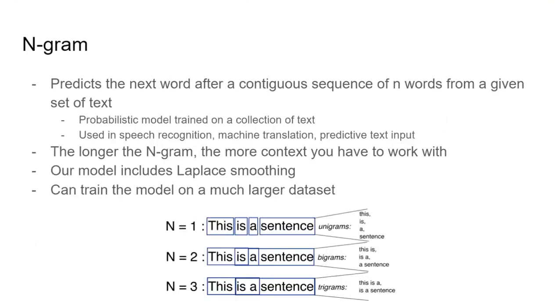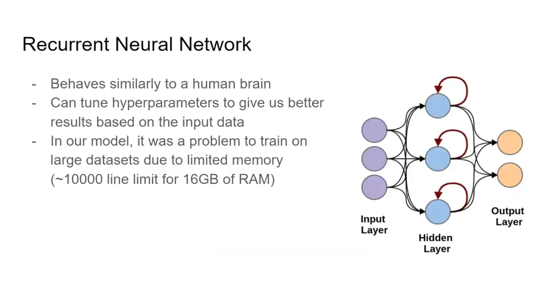For our project, we implemented two models, n-gram and recurrent neural networks. N-grams are a model that essentially takes a sequence of n-1 words and will predict the next word that will follow. It is a probabilistic model that is trained on a large collection of text. It is used in a large number of NLP applications, including speech recognition, machine translation, and predictive text input. Our model incorporates Laplace smoothing, which will improve the accuracy of our model when zero probability scenarios are encountered.